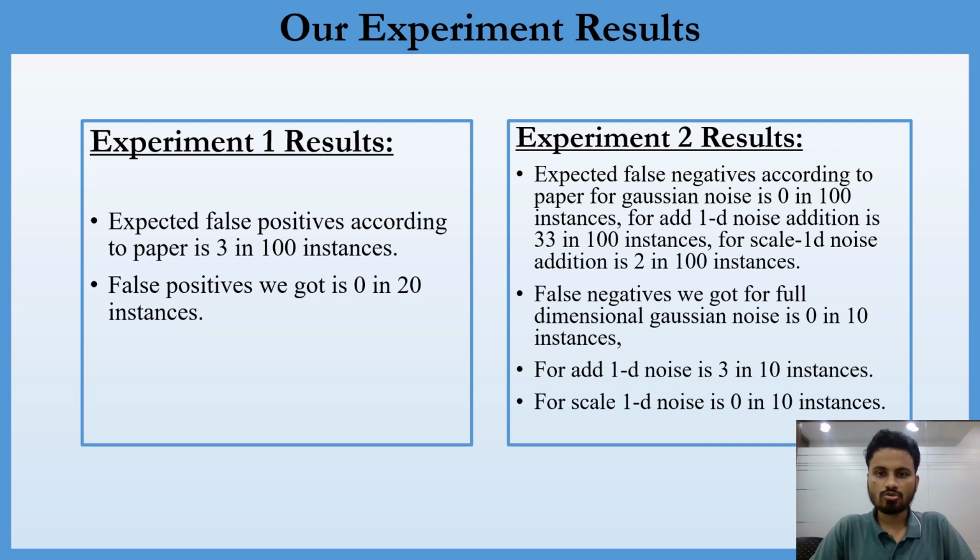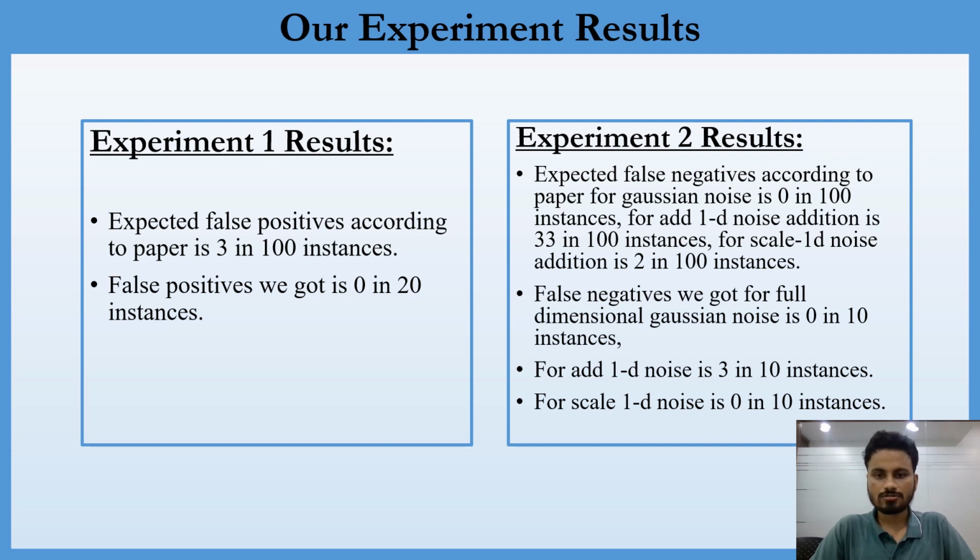For experiment 2, we can see that the expected false negatives according to the paper for Gaussian noise is 0 in 100 instances, which is 0%. For add 1D noise, it is 33 in 100 instances, which is nearly 33%. For scale 1D noise, it is 2 in 100 instances, which is 2%.